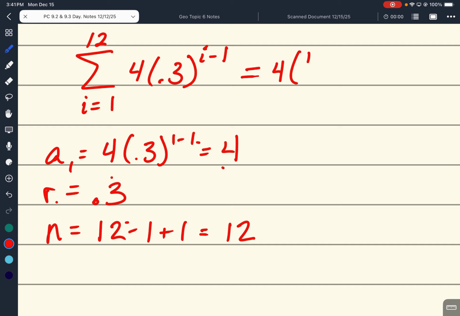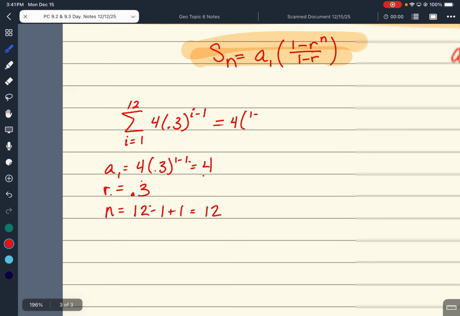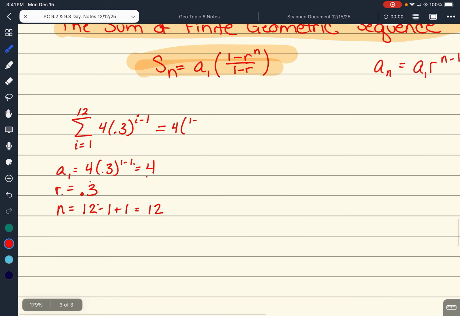Parenthesis, 1 minus r. What's r? 0.3. So 0.3 to the 12th over 1 minus 0.3. Okay, well, 1 minus 0.3 is 0.7.